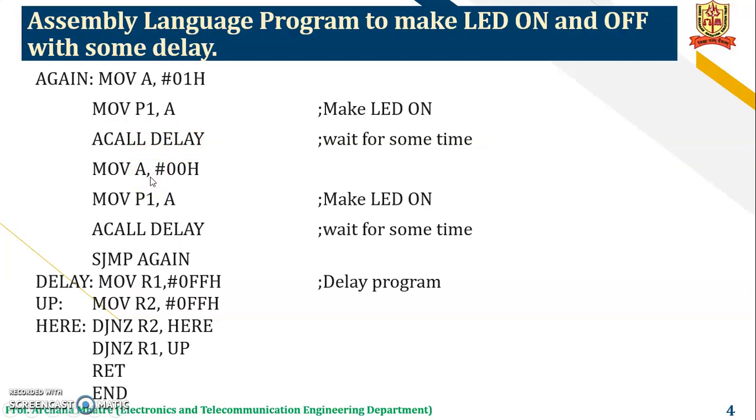Then again, to turn the LED off, you put the value 00H into the accumulator, then move the accumulator value to the P1 port. Here your LED will be off. The LED stays off for some delay, for some time, so here again a call delay. And here SJMP again, the label is over here. If you want to continue to make the LED on and off, then you repeat this program. Then the delay program is to wait for some time.